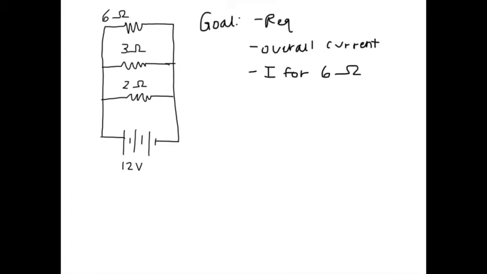In this third situation, I have a circuit that's wired in parallel, and I'm looking for equivalent resistance, overall current, and the current in the 6 ohm resistor. So we're starting with equivalent resistance, and we know again that 1 over equivalent resistance will equal 1 over R1 plus 1 over R2, etc. We're going to solve for equivalent resistance.